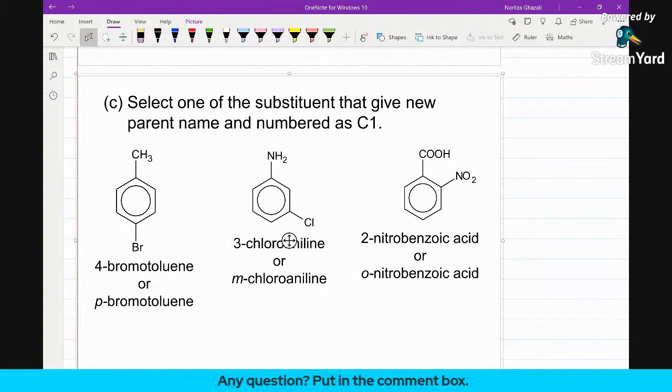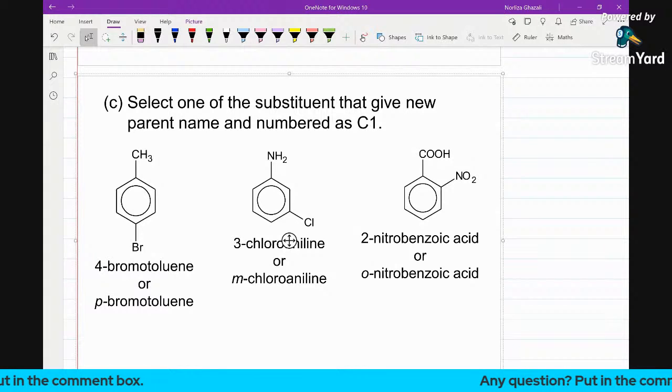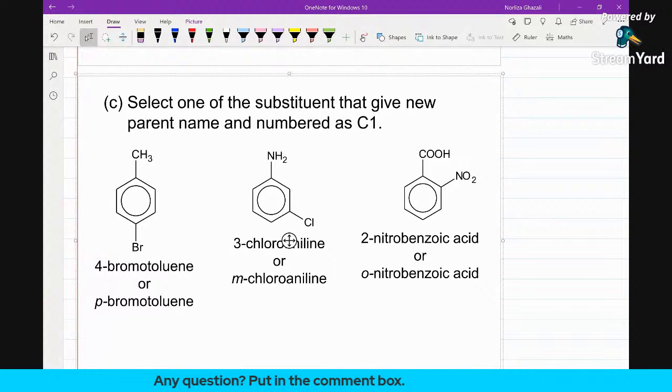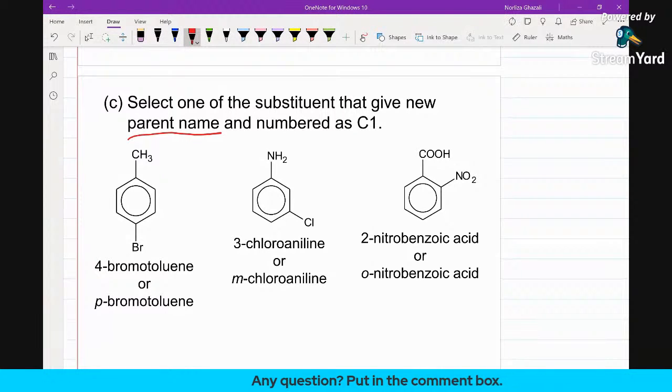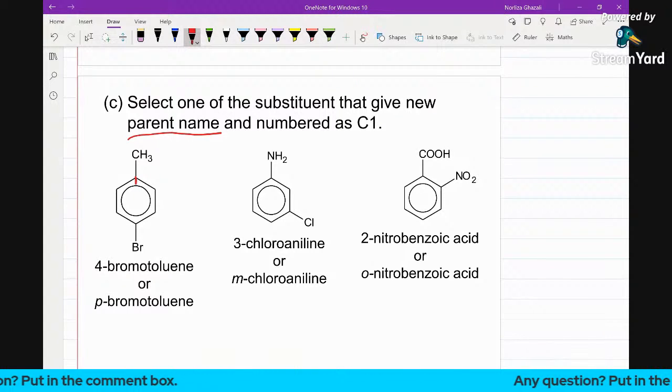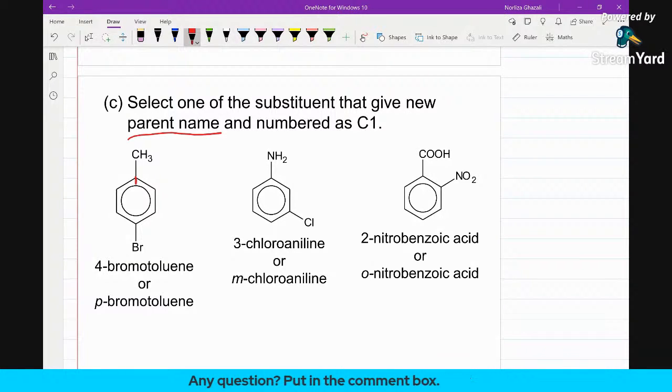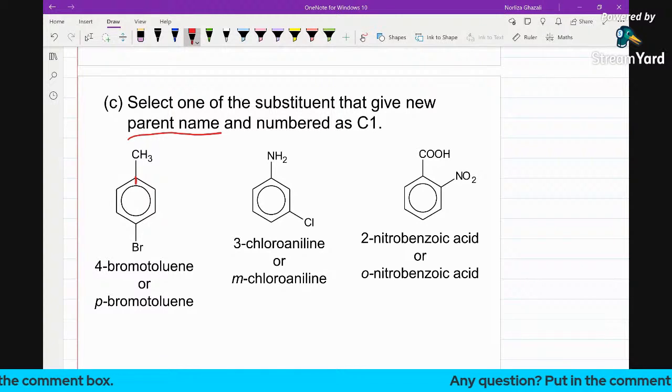Similar to this one, this one we use the common name as IUPAC. So in this chapter, in this sub-chapter, toluene. If we choose toluene as the parent name, CH3 must get number 1. Okay, so this one, the first molecule is 4-bromotoluene or para-bromotoluene. Right, then NH2 and benzene become aniline.